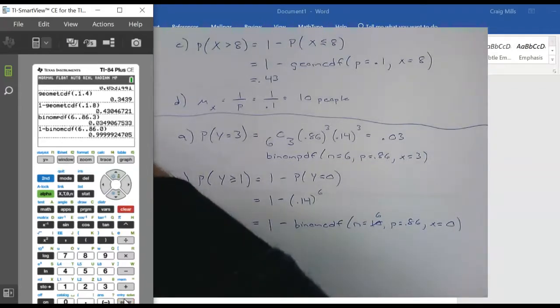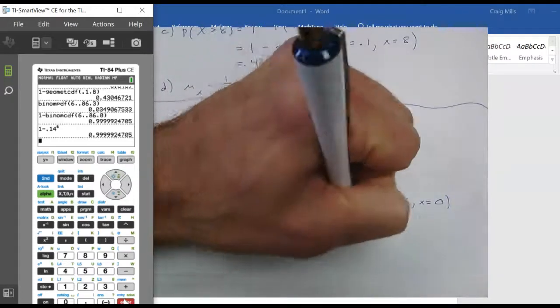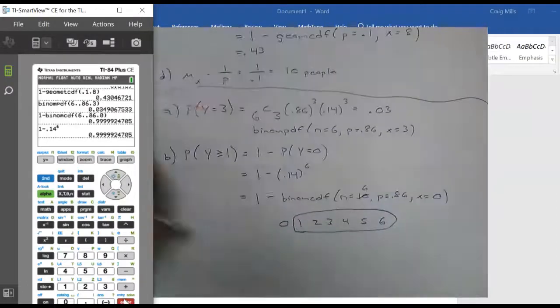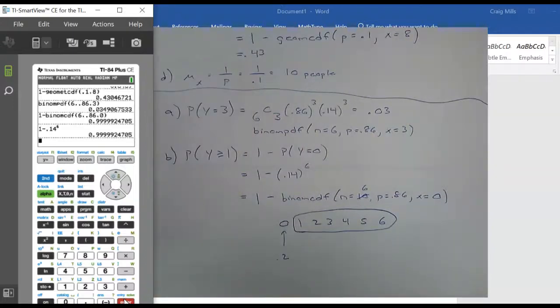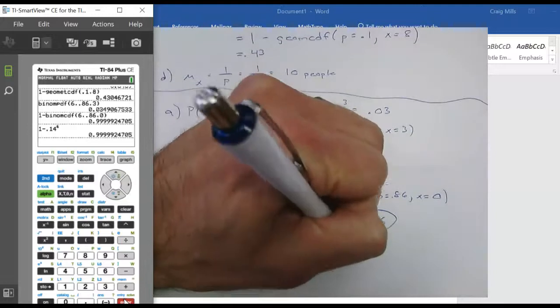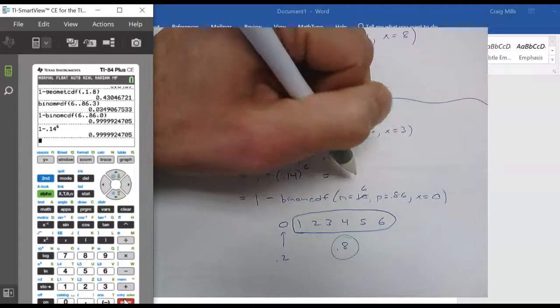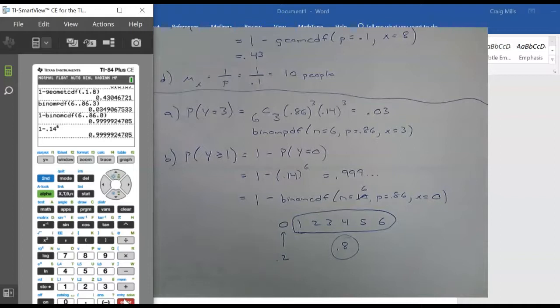Now, I just want to take a moment and show you that 1 minus 0.14 to the 6th is going to give you the same answer here. Because essentially what I've done, 0, 1, 2, 3, 4, 5, 6, I want these probabilities. If I find this probability, say it's 0.2, it's not, and then do 1 minus that, that gives me this probability. So here, this probability is 0.999, couple 0.9s. Very, very high likelihood that they pass at least one of their exams.